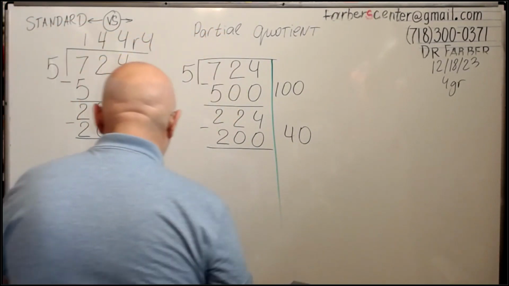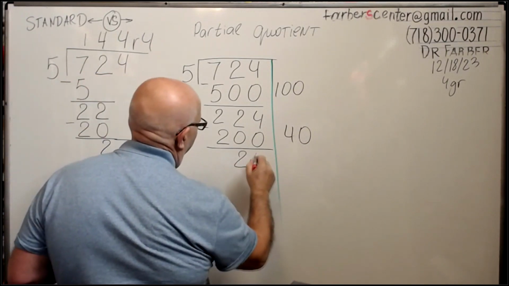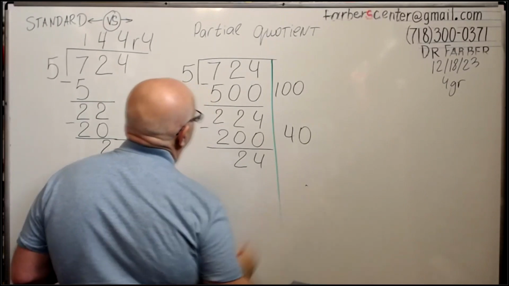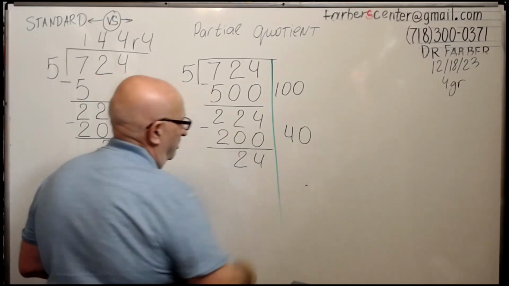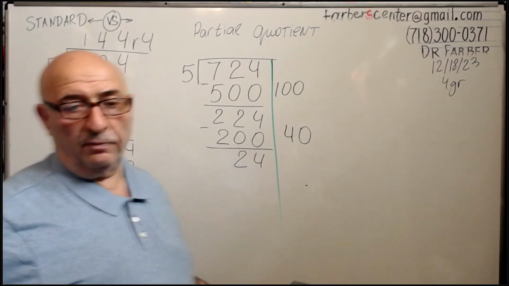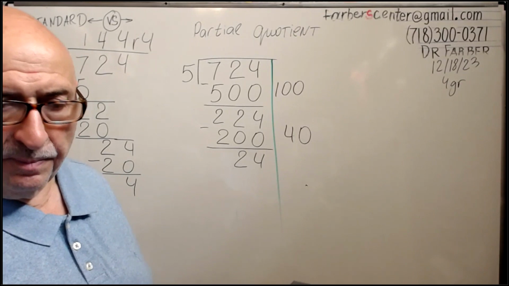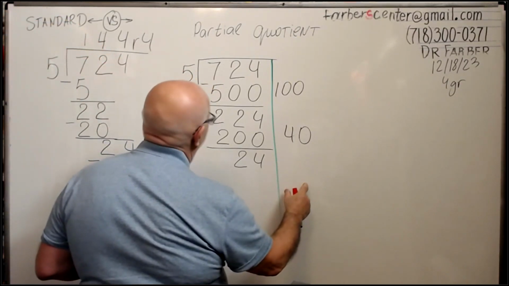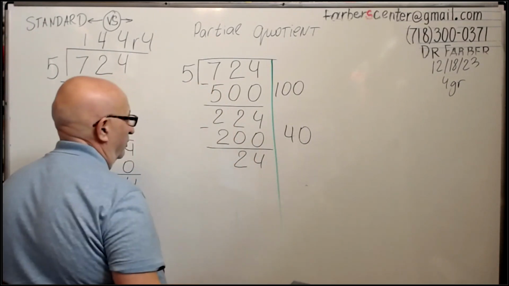Next, just subtract these two. 24. In this row, in this position, choose a number which, multiplied by 5, gives a number close to 24, but not greater. A convenient number. Yes, Emily. Yeah. What number are we supposed to write to multiply by 5 to get a number very close to 24?